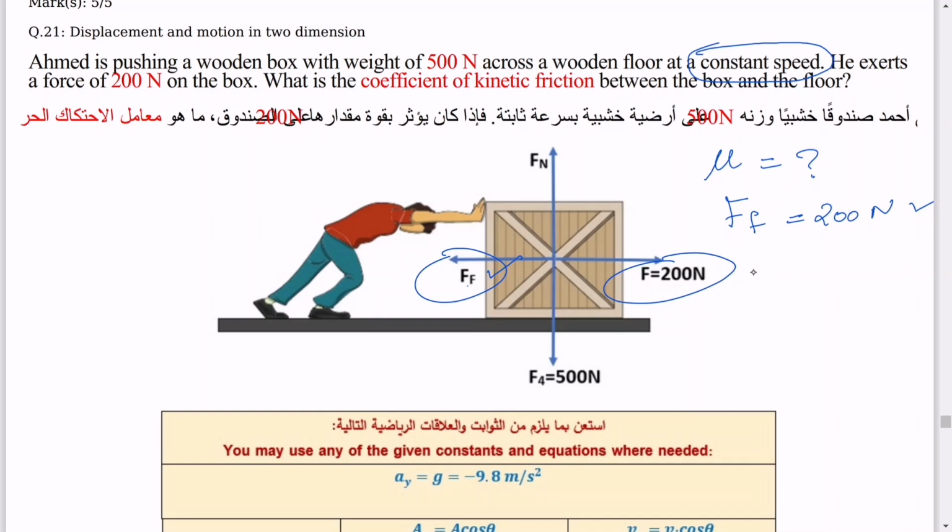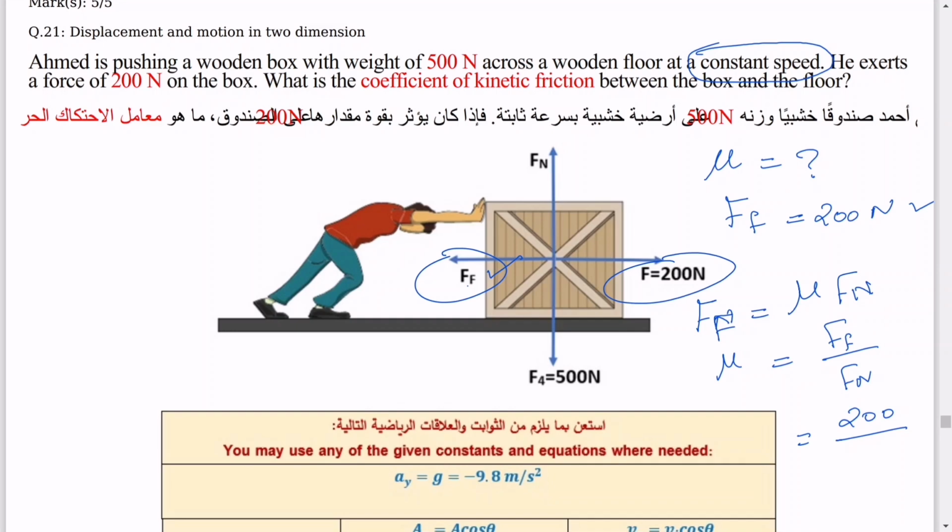And we have this equation. Force of friction is equal to coefficient of friction multiplied by normal force. So the coefficient of friction is equal to, from this equation, the force of friction divided by the normal force. So what is the value of the force of friction? That is 200 Newton. What is the value of the normal force?